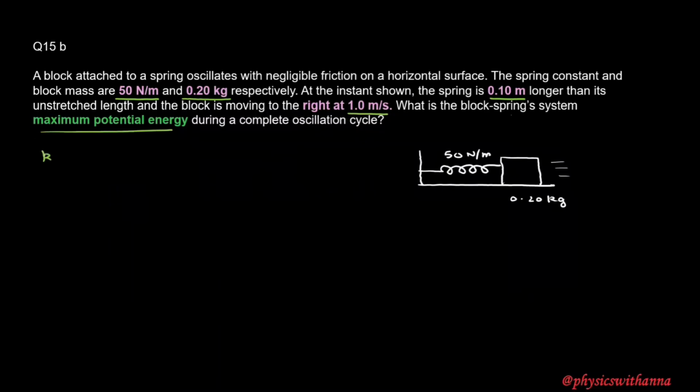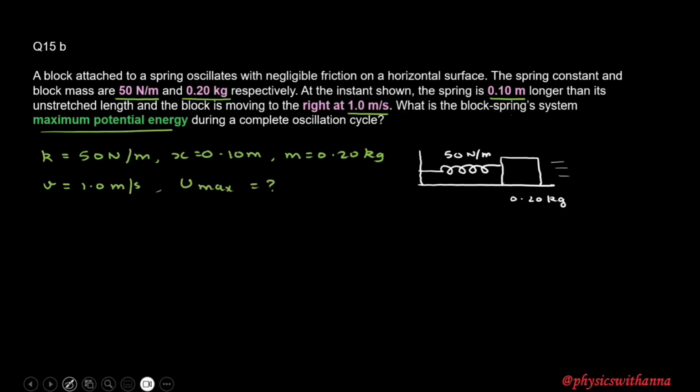So again, we write the spring constant K to be 50 Newton per meter. Its stretched distance is 0.1 meter. Mass of the block is 0.20 kilogram. And speed of the block at that instant is 1 meter per second to the right. We need to find the maximum potential energy. Again, we can say that maximum potential energy will be equal to total energy of the spring at that instant. Total energy you can find by adding kinetic energy and potential energy at that point.